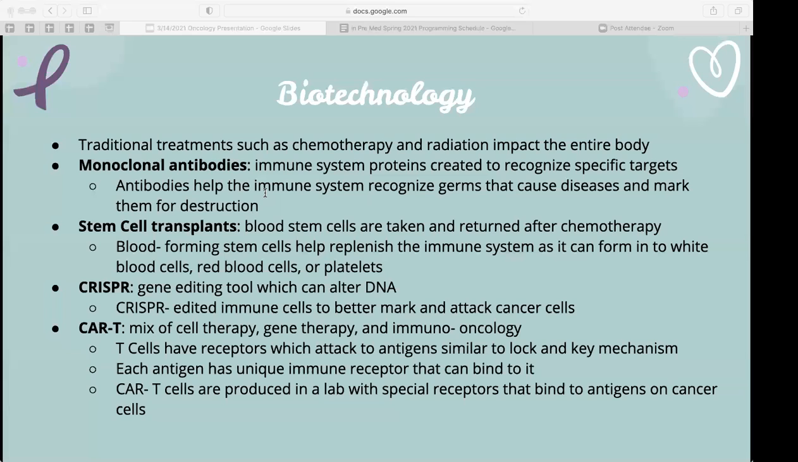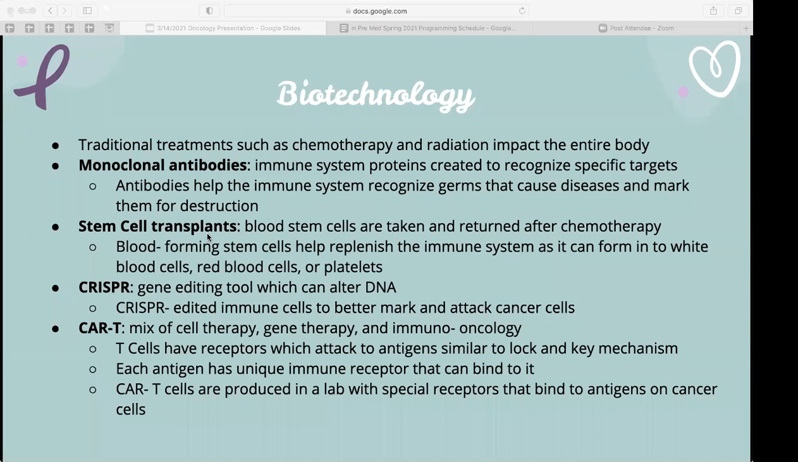Lastly is CAR-T, which is a mix of cell therapy, gene therapy, and immuno-oncology. T cells, which are an important part of the immune system, have receptors which attach to antigens and trigger the immune system to destroy that substance. Receptors and antigens are similar to a lock and key mechanism, where each antigen has a unique immune receptor that it can bind to. Cancer cells also have antigens, but immune cells can only bind to and destroy them if they have the right receptor.